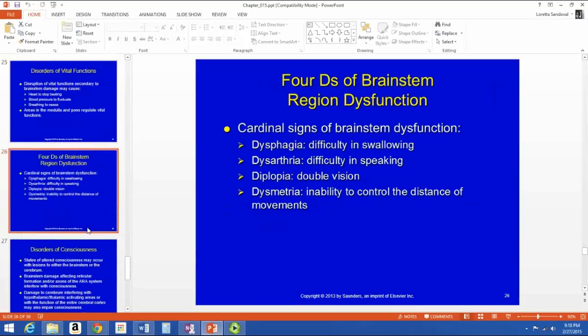So we'll talk about the 4 Ds of brainstem dysfunction. These I want you to memorize and know. So the cardinal signs of brainstem dysfunction are dysphagia, which is difficulty in swallowing, dysarthria, which is difficulty in speaking, diplopia, which is double vision, and dysmetria, which is the inability to control the distance of movements. For example, you're going to reach out and grab a coffee cup and you miss. Either you reach too far or you don't reach far enough. And so, the inability to control the distance of your movement. So I want you to know those 4 Ds and that they are associated with brainstem region dysfunction.